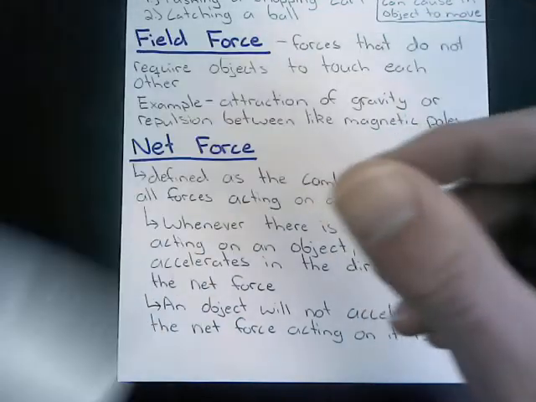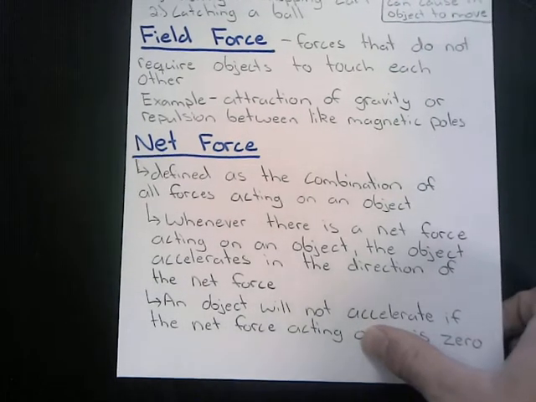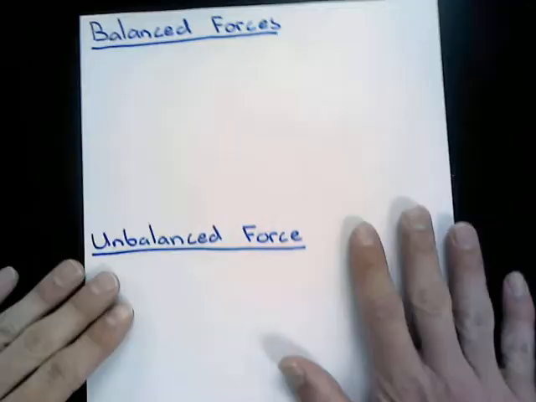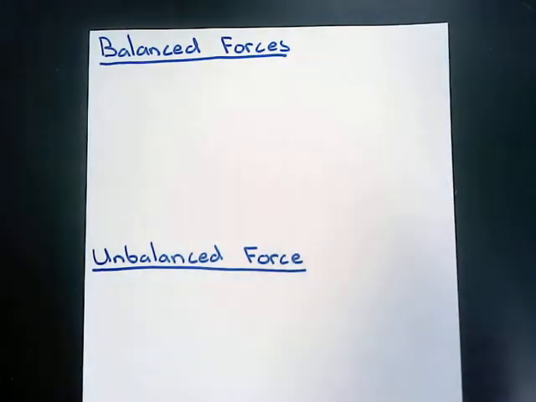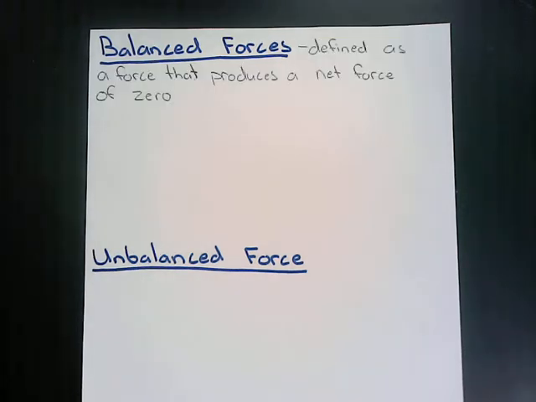So now that we have that in mind, how things can operate, we can shift our gears and talk about balanced versus unbalanced forces. We start here with balanced forces. Balanced forces are defined as forces that act upon an object that produce a net force of 0. Again, the key thing here is net force equals 0.